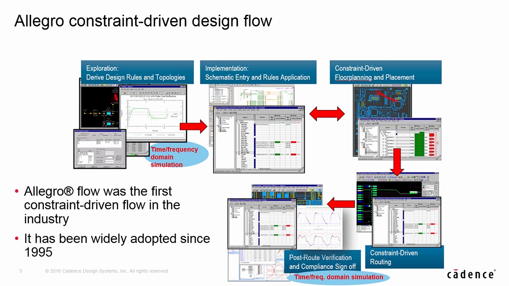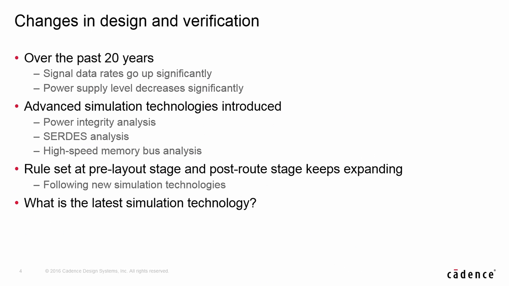Let's go back a little to see how the sign-off flow we just discussed evolved. The flow is basically constraint-driven, without integration with layout environment. It originated from the first industry constraint-driven flow, that is the Allegro constraint-driven flow, which was introduced to designers in 1995. The constraint-driven flow first contained only rules to prevent problems with SI and EMI.